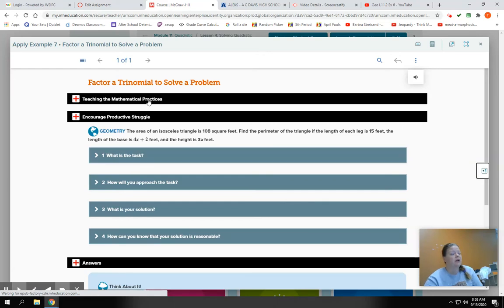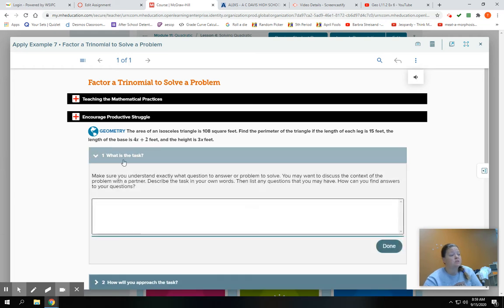Here's another factoring trinomial example for you. The area of an isosceles triangle is 108 square feet. Find the perimeter of the triangle if the length of each leg is 15 feet and the length of the base is 4x plus 2 feet and the height is 3x feet.